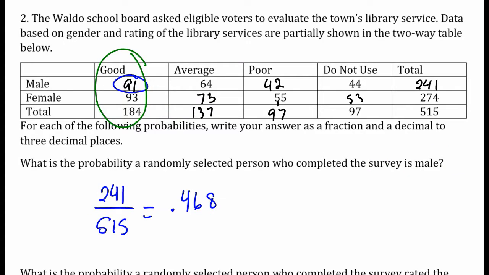Hopefully you feel comfortable working with two-way tables because we're going to spend the next 2 lessons working with them, and we need to get comfortable computing probabilities working with two-way tables.